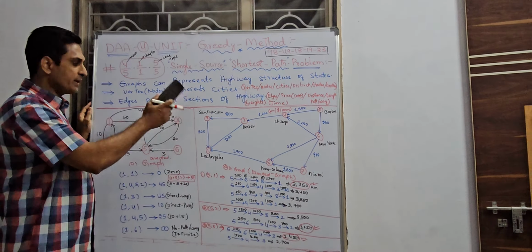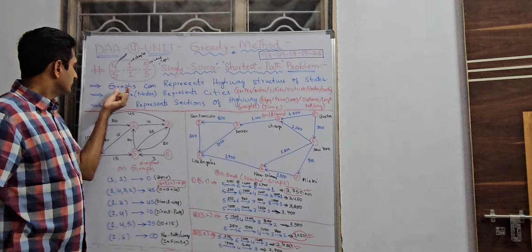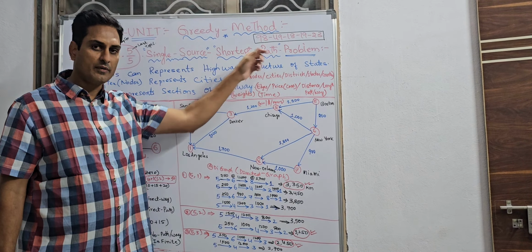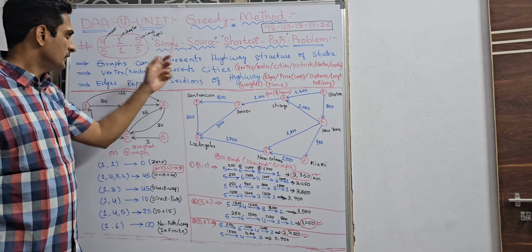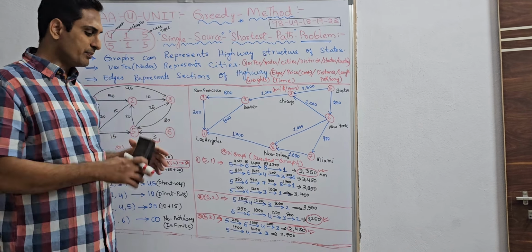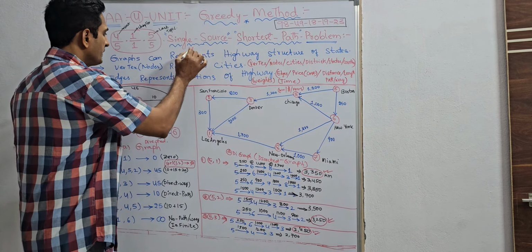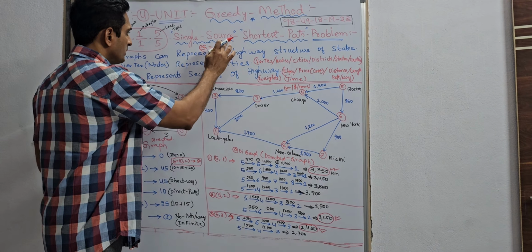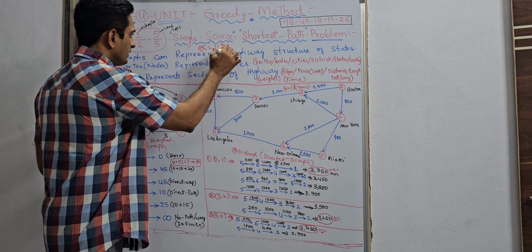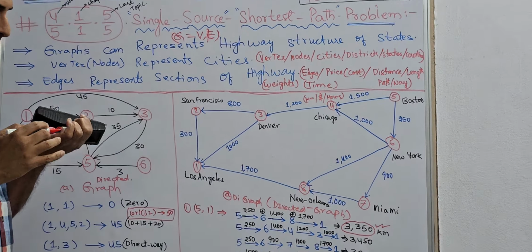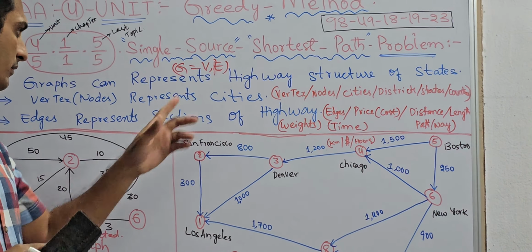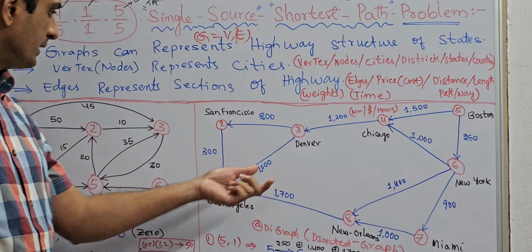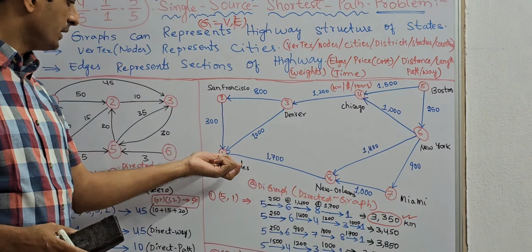Coming to the topic, here a graph can be represented as a highway structure. Graph means G equal to (V, E). G stands for graph, V means vertices, and E means edges. For example, this topic will be useful in Google Maps.